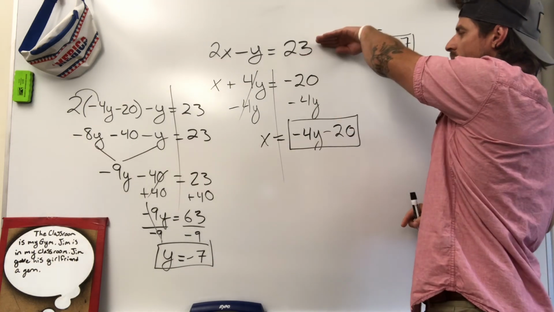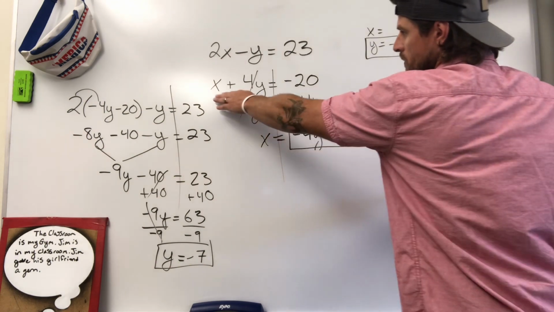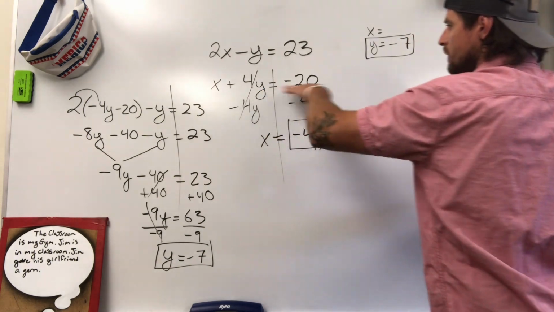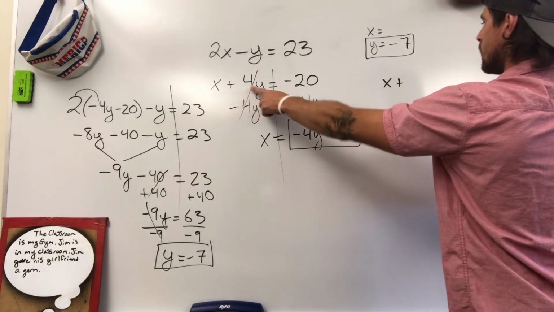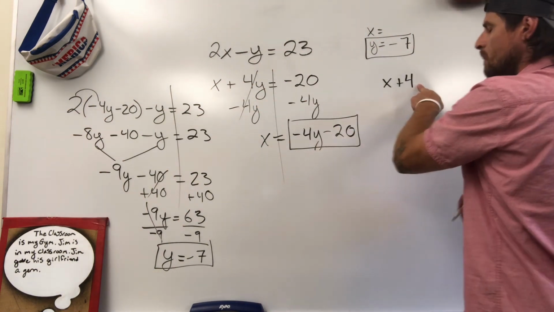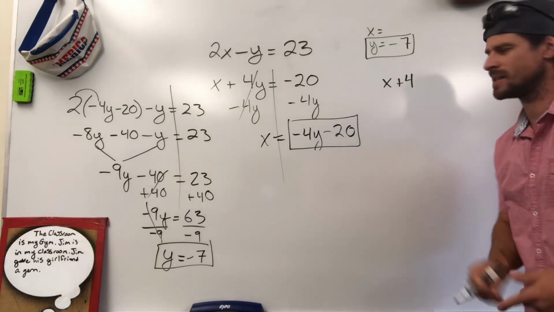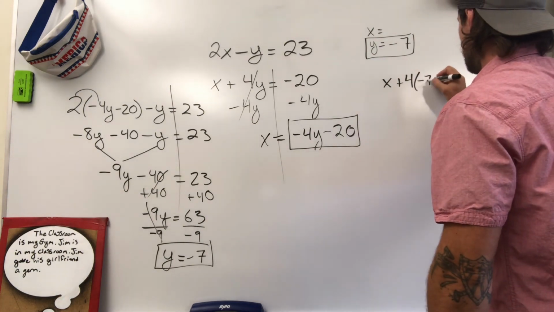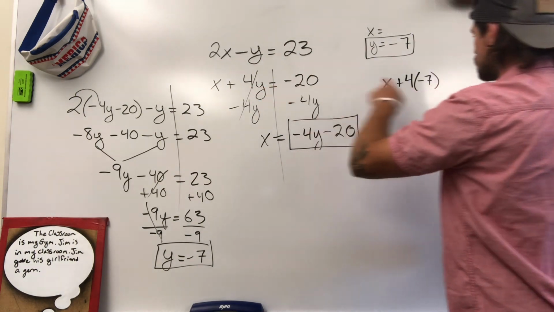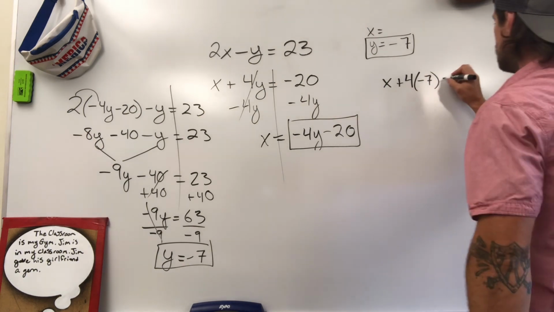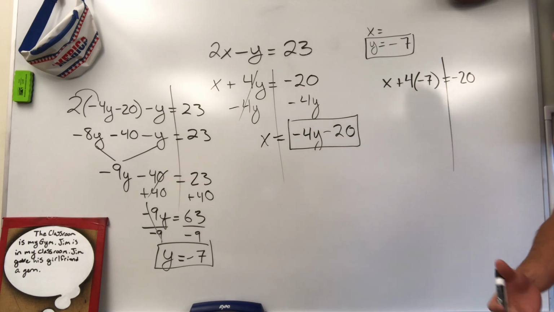We could use the top equation or the bottom equation. It's really your choice. My personal opinion, this bottom equation would be pretty simple to solve if we just say x plus 4 times y. But wait, what is y again? We already got it. It's negative 7. No need to say 4y like they do here, because we now know what y is. Equals negative 20. Again, we have an equation we can now solve.